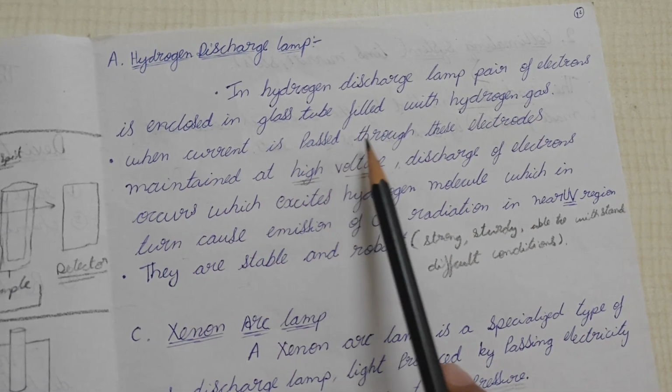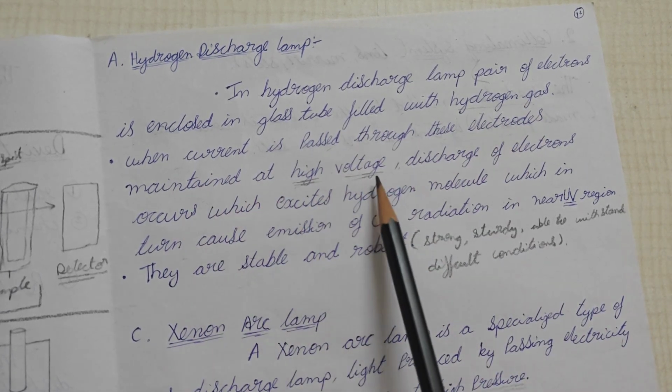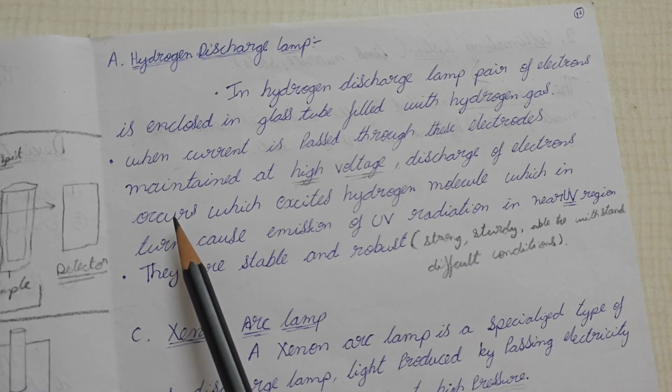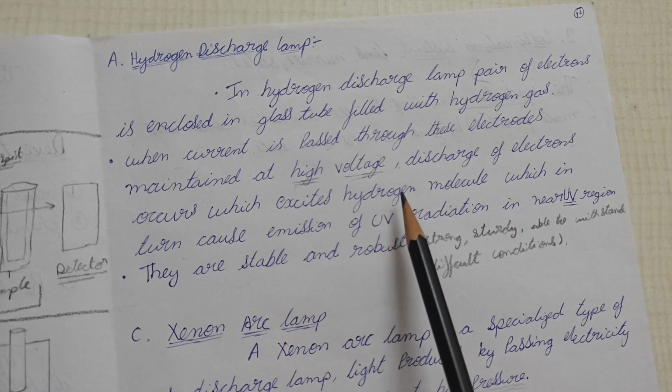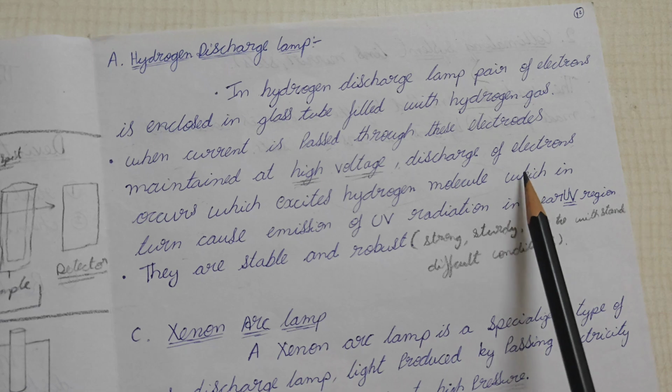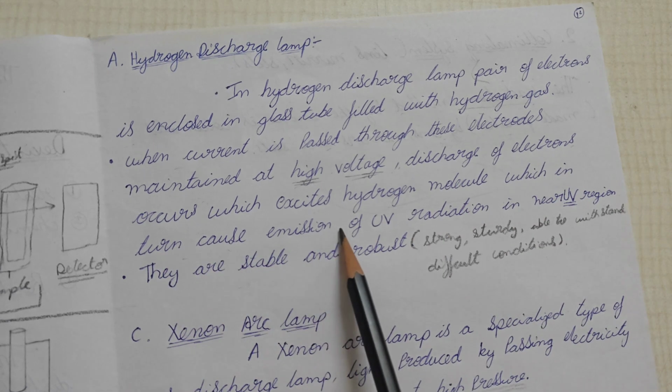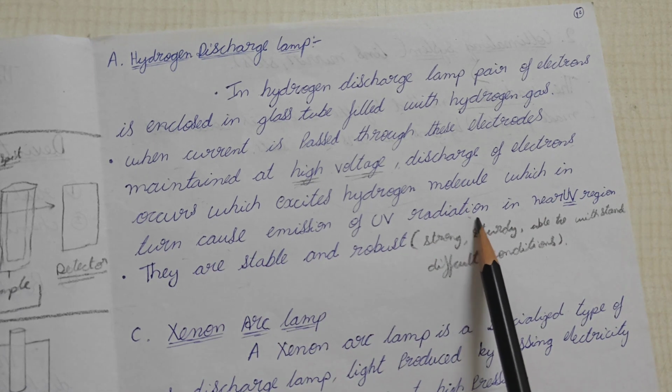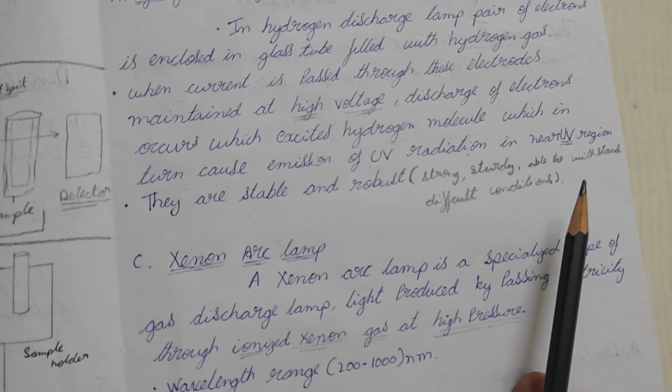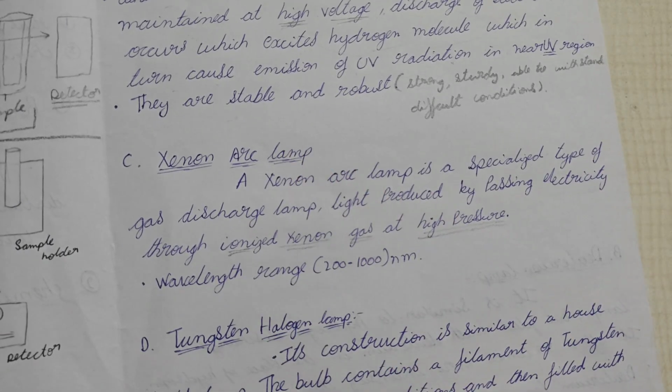When the current is passed, these electrons maintained at high velocity discharge electrons, which excites the hydrogen molecule, as I said, which in turn causes emission of UV radiation at near air. That's the main thing of the UV discharge lamp.